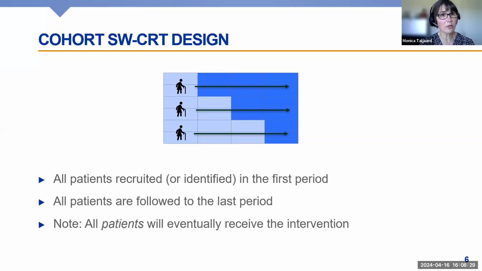Nevertheless, in a cohort design, all of the eligible patients are identified and or recruited in the first period, and they are then followed over time. So the same patient is measured in each of these cells. And then, of course, that means every patient is exposed to both the control and the intervention ultimately, right?